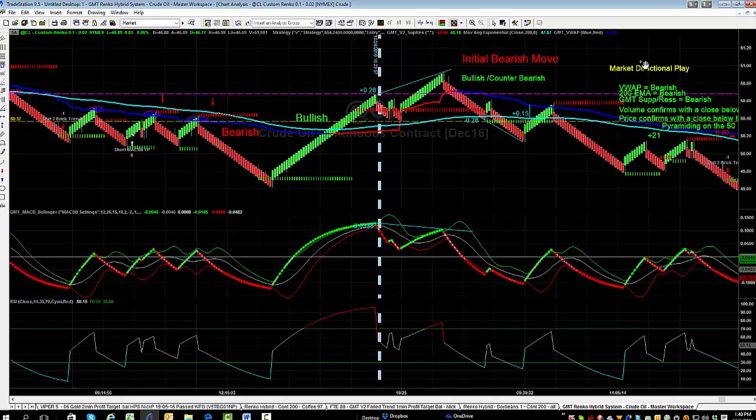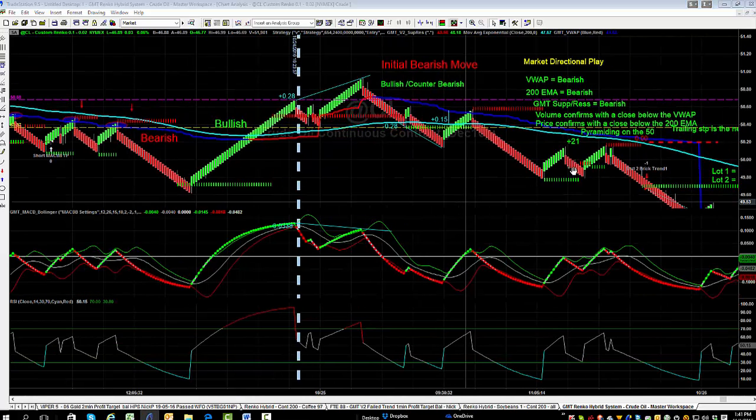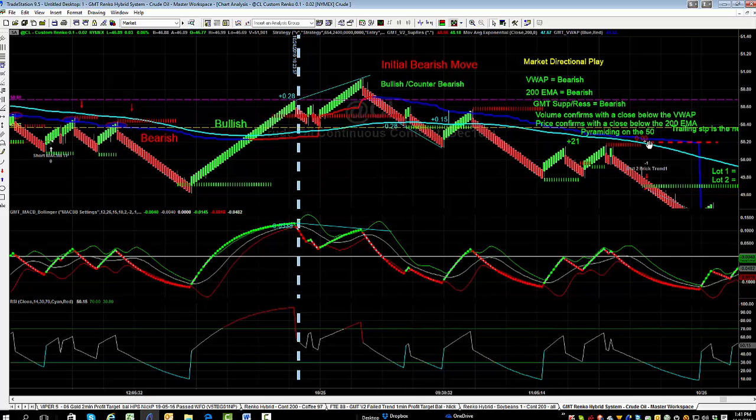Just to have a look at this market directional play using the VWAP, price pushes through, comes back to retest the VWAP, and it gets rejected there beautifully. So our VWAP's bearish, our 200 period moving average is bearish as we close below, and the GMT dynamic support resistance is bearish. Our volume confirms with a close below the VWAP, and price confirms with a close below the 200 period moving average. So we're all good there for a short setup.